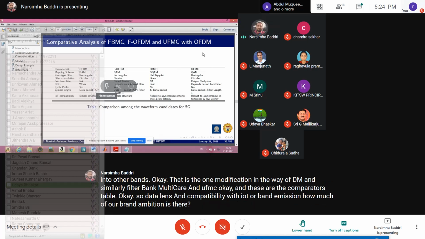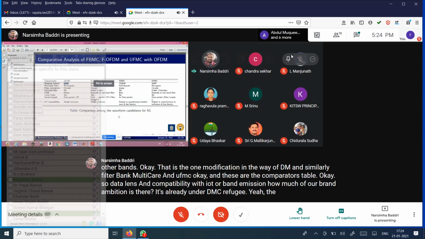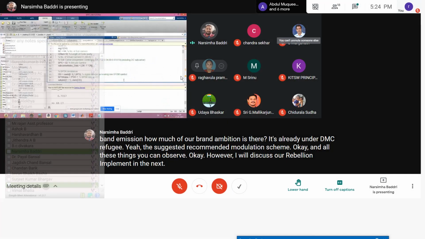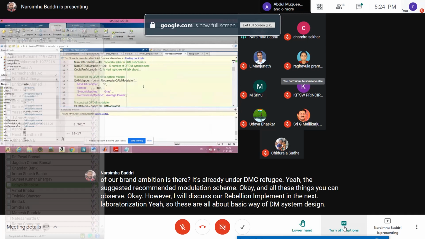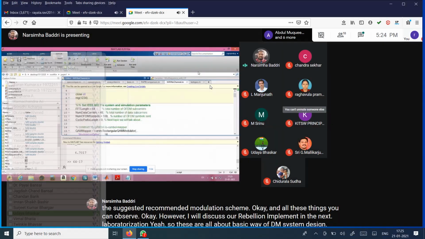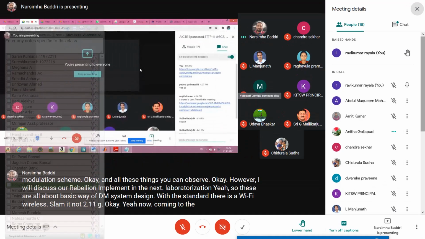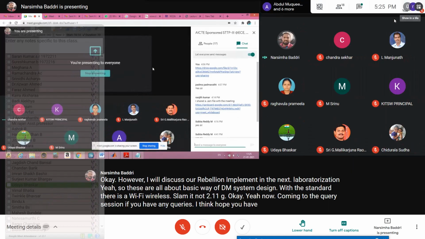And this is the comparative table. Data lengths and compatibility with IoT, how much out-of-band emission there is with OFDM, FBMC and UFMC, and the recommended modulation scheme, all these things you can observe. We will implement them in the next laboratory session. So these are all about basic OFDM system design with the standard, that is, Wi-Fi LAN 802.11a.